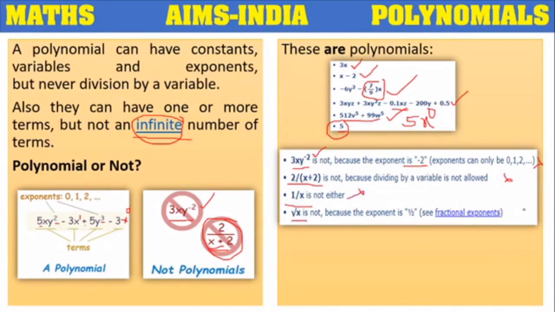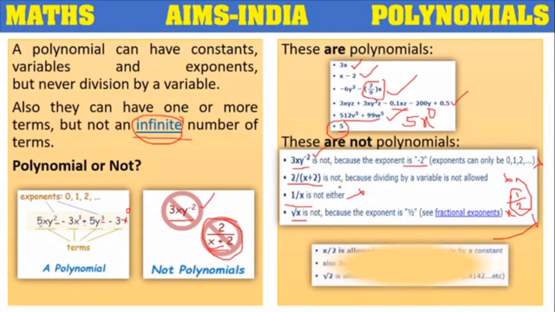Root x. If we elaborate root x, we can write it as x to the power of 1 by 2. So in the exponent place, we have 1 by 2. 1 by 2 is not a whole number. So it's a fractional exponent. So this is also not an example of a polynomial. So whatever 4 examples we have taken, these are all not polynomials.